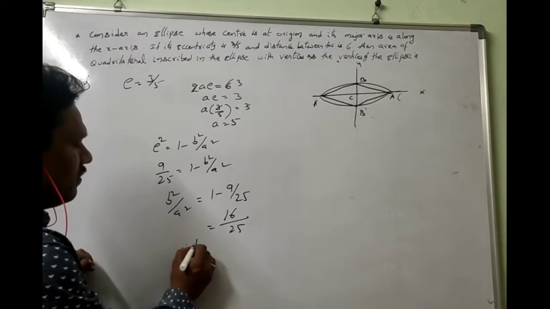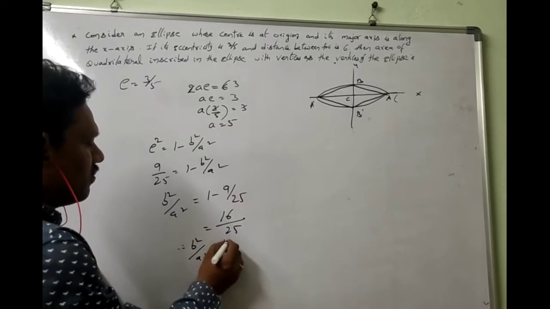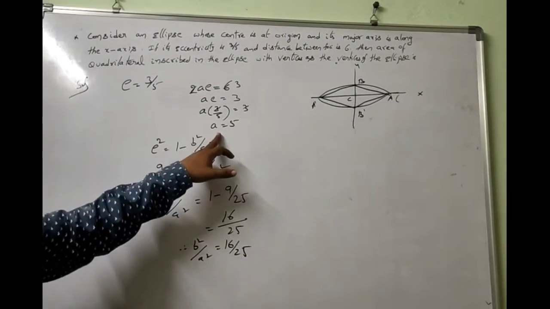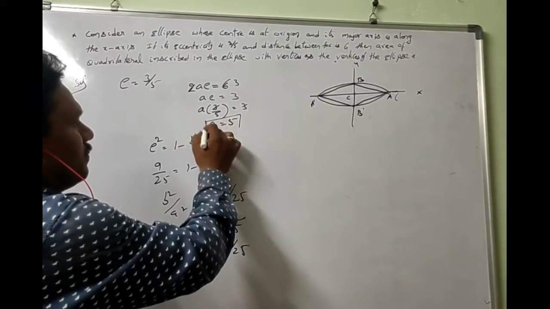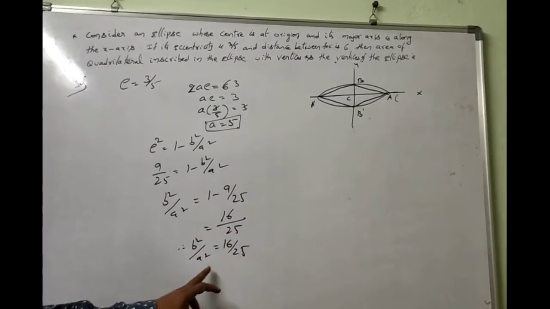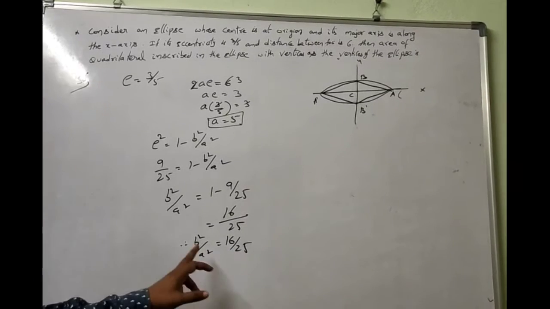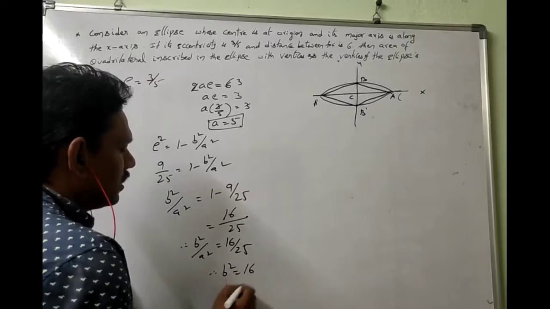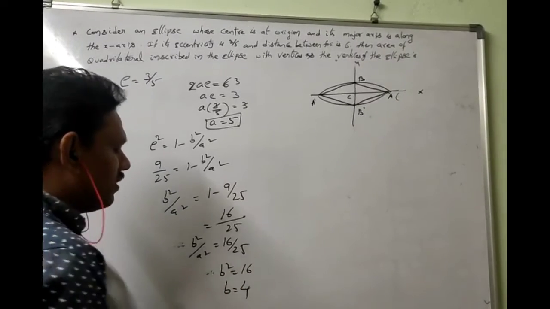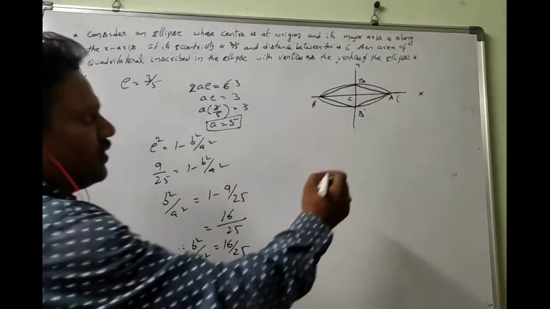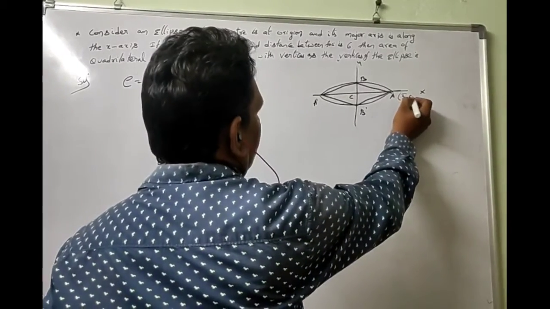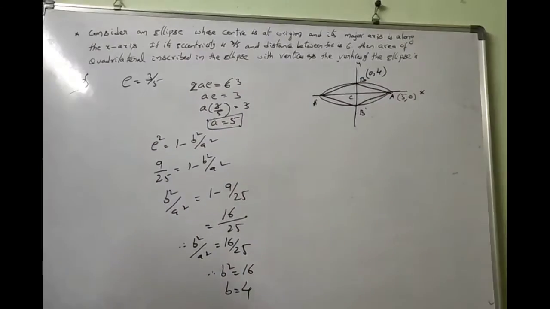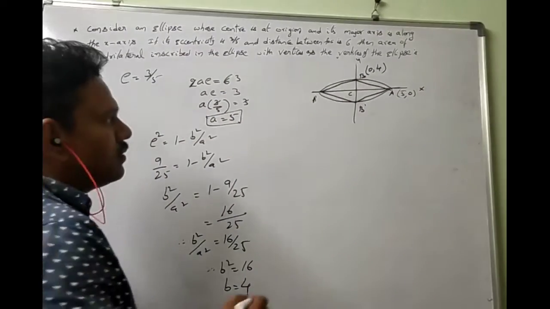So we got the value of b square by a square as 16 by 25. Already we got a is equal to 5, so a square is 25. So the denominator a square is 25 and b square is equal to 16. From this, b square is equal to 16 and the value of b will be 4. That means we got the vertex A as (5, 0) and the vertex B as (0, 4). So now what do we want?